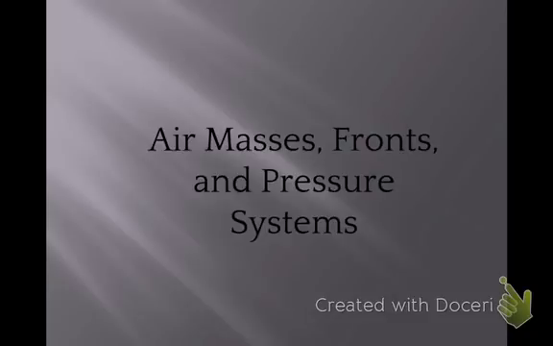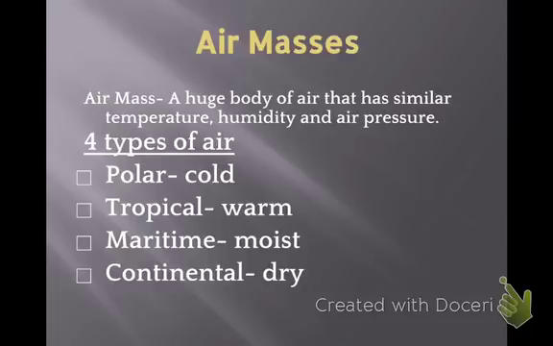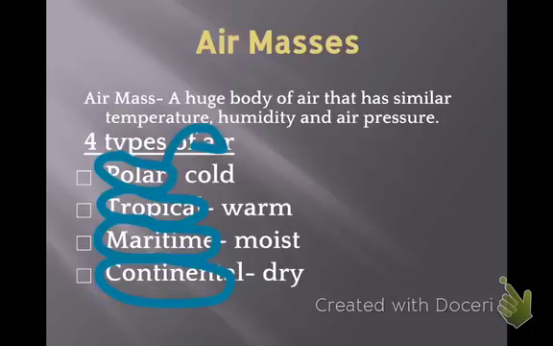So moving on from clouds, going into air masses, fronts, and pressure systems, we're going to start with air masses. So this gets a little bit confusing for some people, but it's super easy. There's 4 words that you need to know. The 4 words are polar, tropical, maritime, and continental. So polar, we think of polar bears. Polar bears live where it's cold.